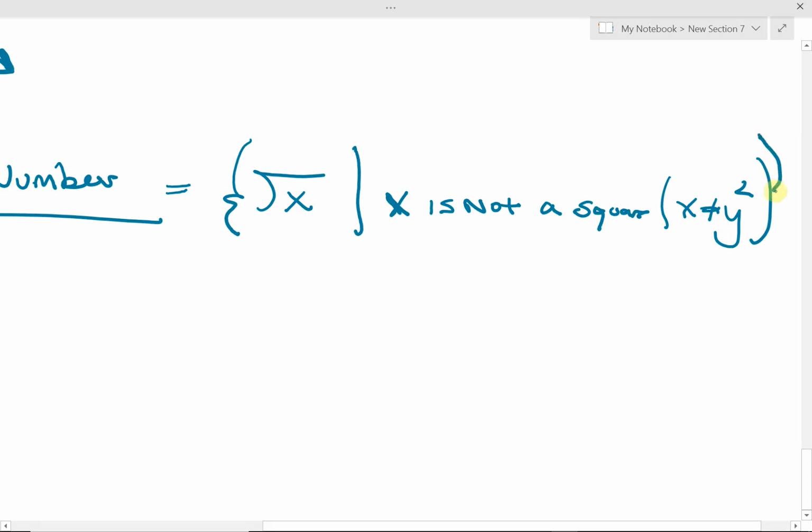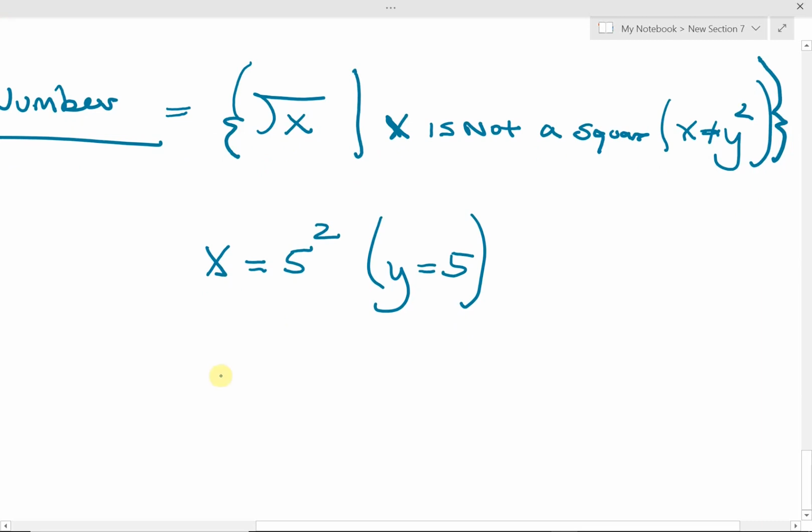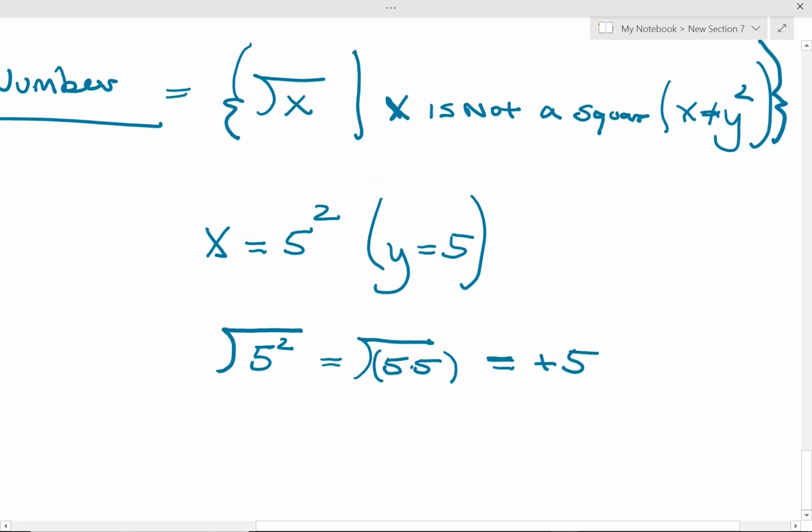For instance, suppose x equals y squared. So this would be a case like x equals, let's say, 5 squared. So y equals 5. Notice now we're taking the square root of 5 squared, and this is equal to the square root of 5 times 5, which is equal to positive 5. So this is a whole number. We can simplify it, this is a whole number, so it doesn't follow.